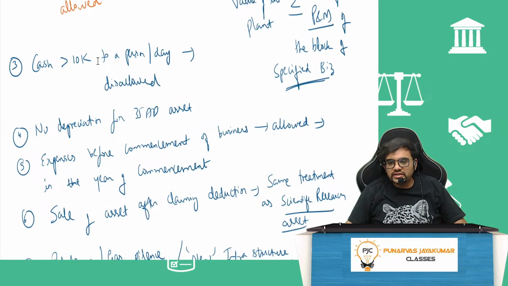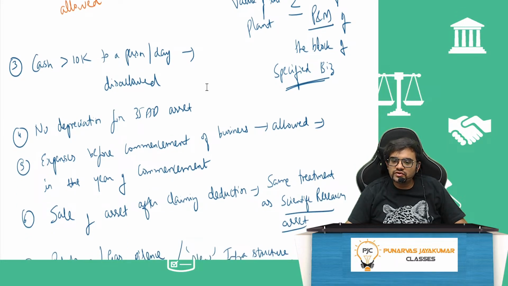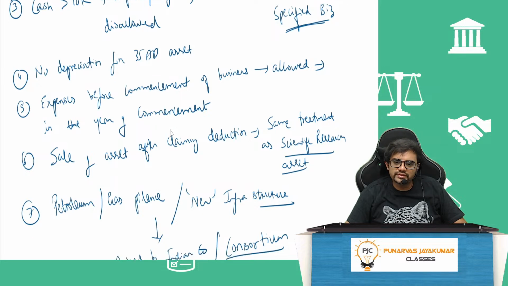Cash more than 10,000 to a person per day disallowed. Same. So when I am buying this asset, can I spend more than 10,000 rupees per day? No. To a person? No. No depreciation for 35 AD asset. Expenses which is before the commencement of business will be allowed in the year of commencement. When I am buying 35 AD asset, before commencement only if I buy, it will definitely be allowed in the year of commencement.